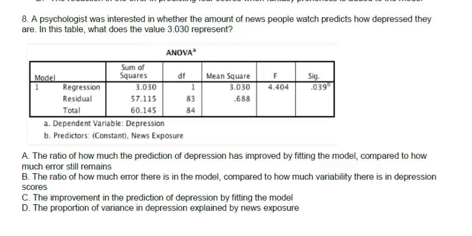Psychologists interested in whether the amount of news people watch predicts how depressed they are in the table. So, what does this 3.03 mean? That is the mean square for the regression. So, the regression is the variance that you can explain. So, that's the good number.